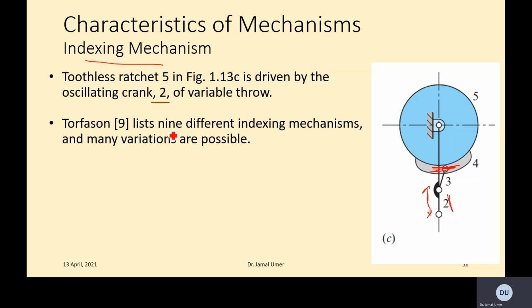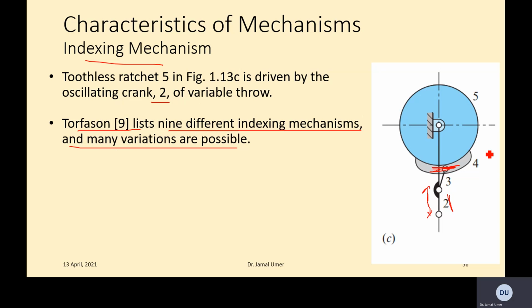Trofessen lists 9 different indexing mechanisms and many variations are possible. Within that research paper or classification, there are further 9 different categories explained as well. But it really depends. Very few are being discussed here actually.